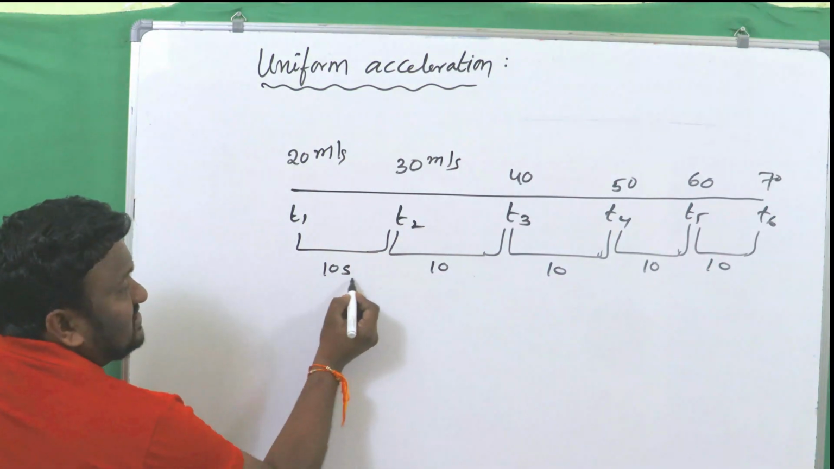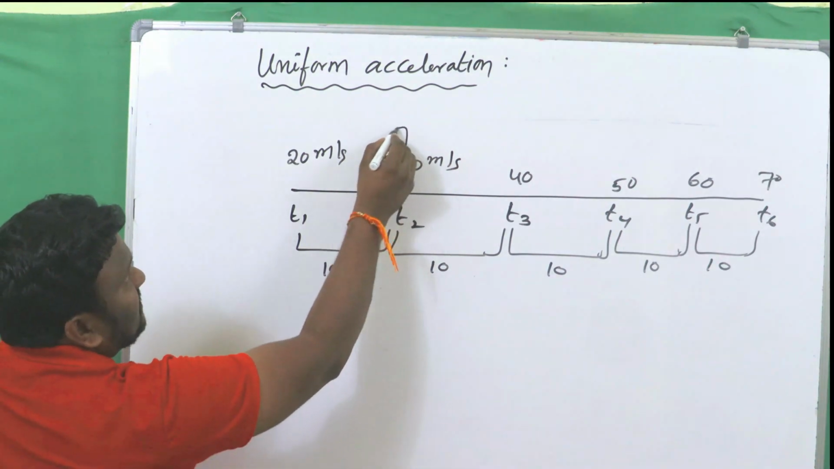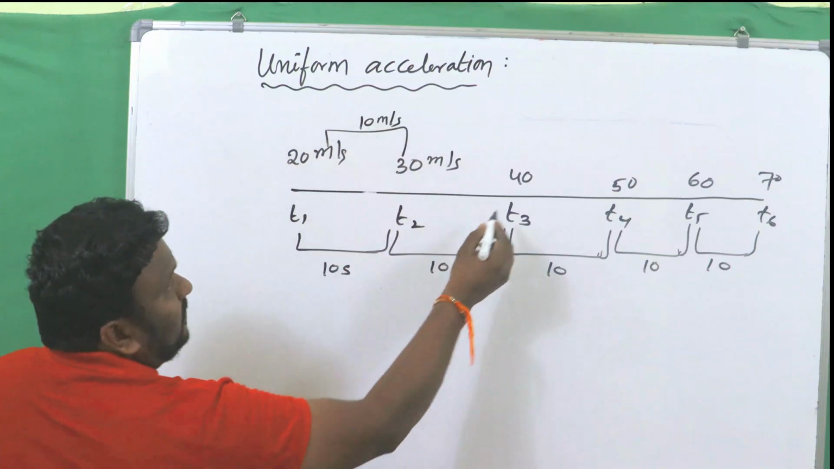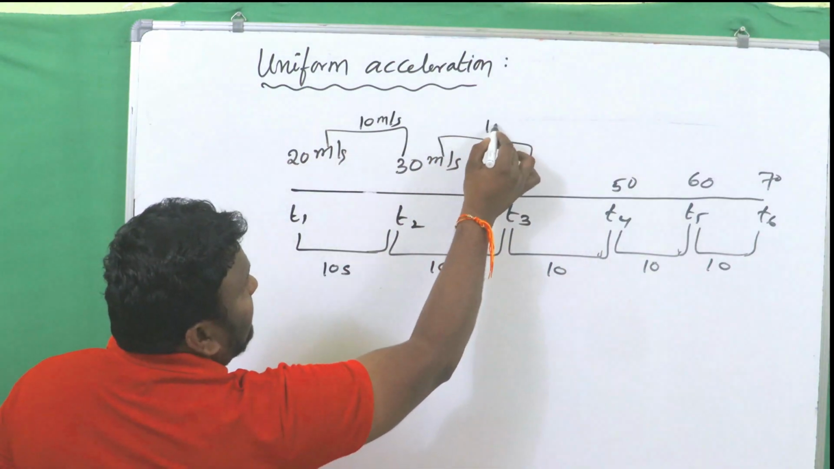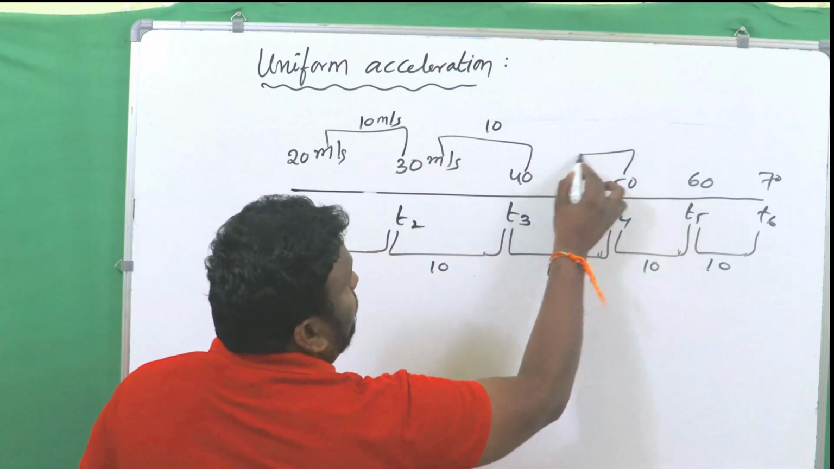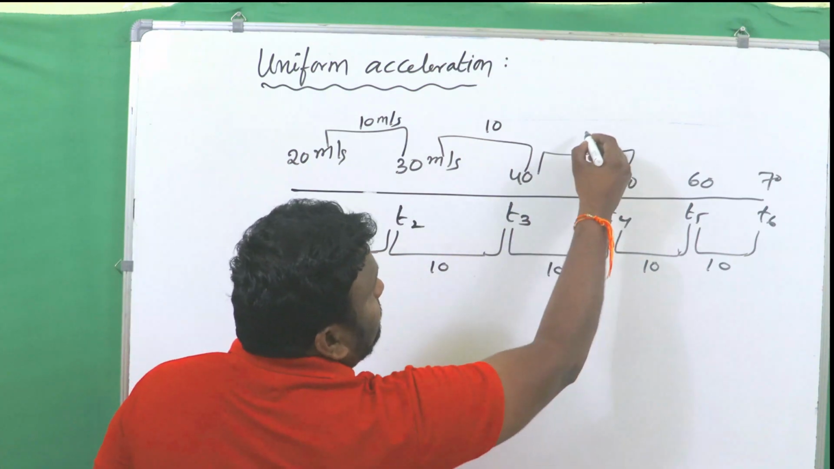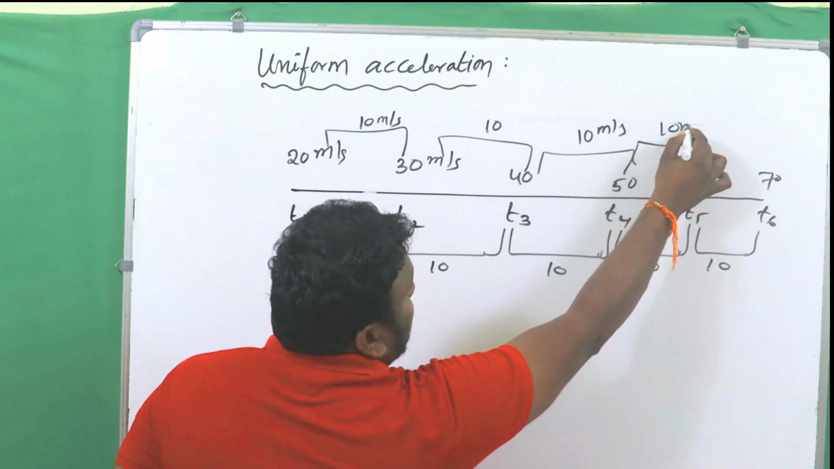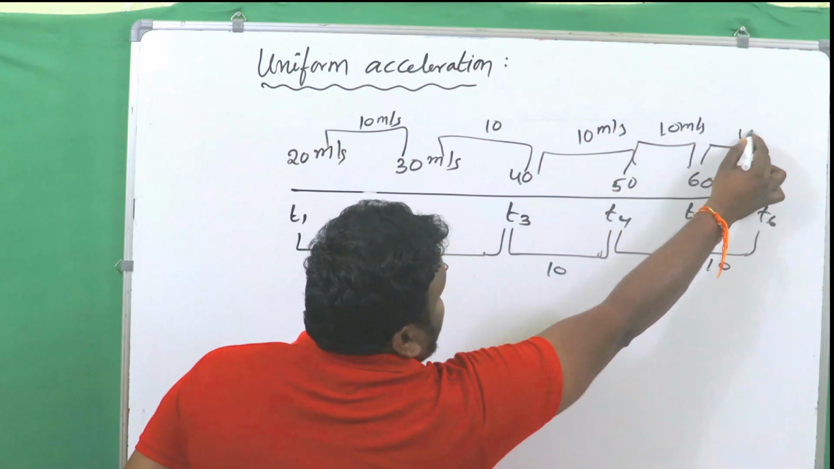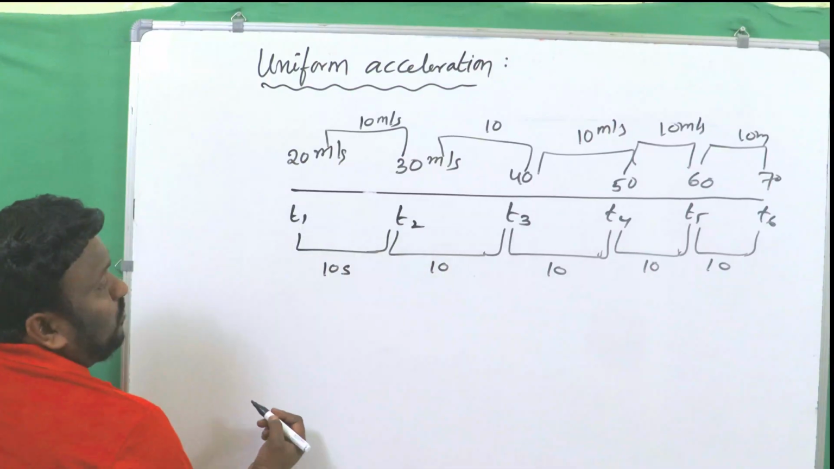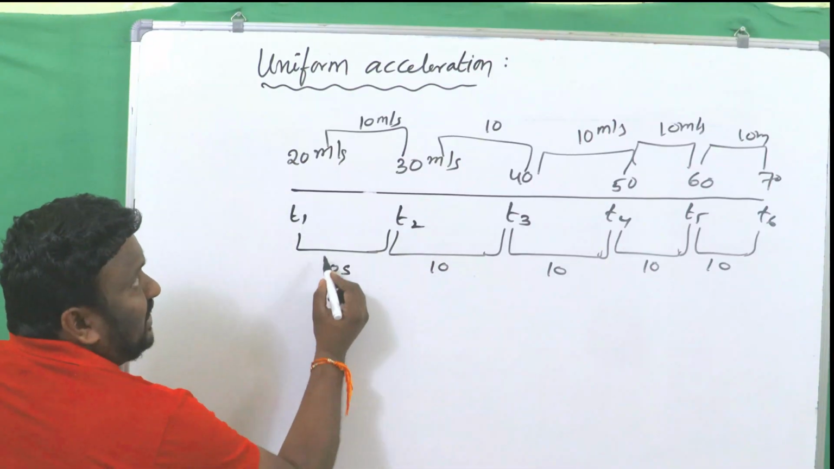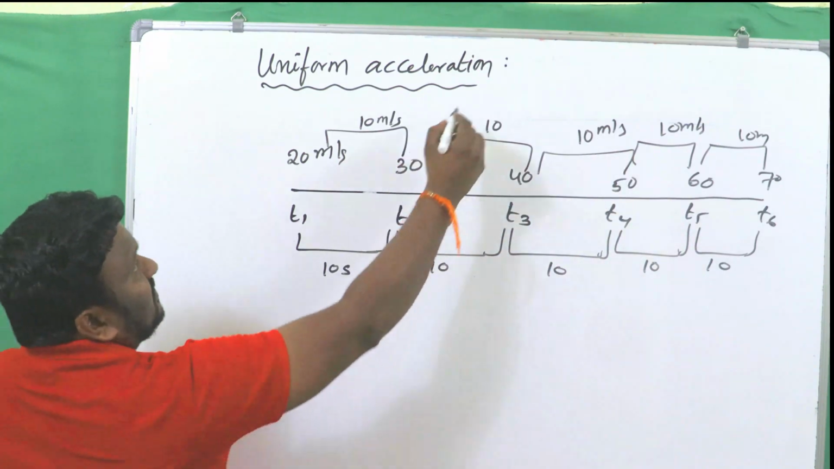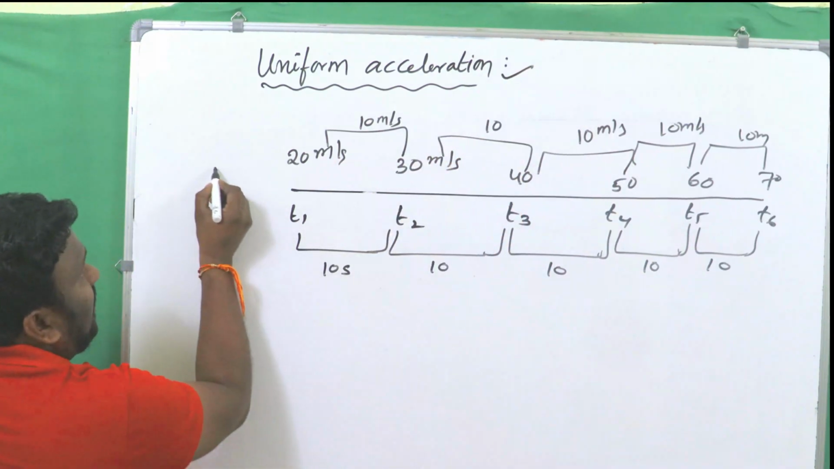When the body covers equal changes in velocity, here 10 seconds is the time interval, then what is the change in velocity? 30 minus 20, 10 meters per second. Here 40 minus 30, 10 meters per second. Here 50 minus 40, 10 meters per second. Again here 10 meters per second. Again here 10 meters per second. It means the body covers equal changes in velocity in equal intervals of time. Then the body is said to be in uniform acceleration.